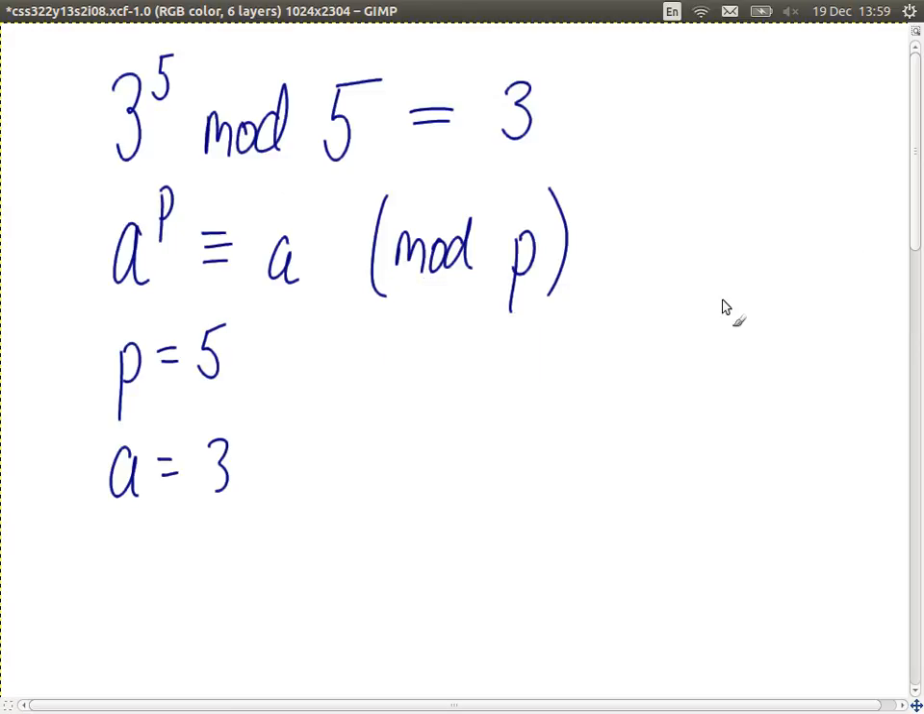That's just a simple demonstration of Fermat's theorem. You can check with other prime numbers and see that it does hold. Well, does it hold? What is 3 to the power of 5? 3 times 3 is 9, times 3 is 27, times 3 is 81, times 3 is 243. So 3 to the power of 5 equals 243.